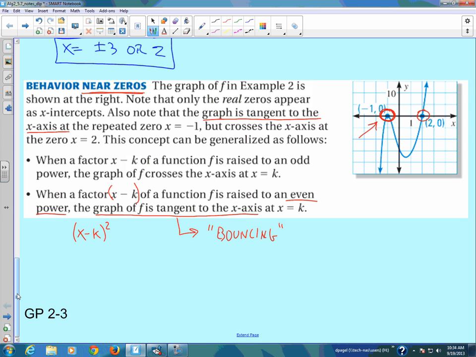So when we have factors raised to an even power, my graph bounces. When we have an odd power of some factor x minus k, my graph will cross the x-axis. So it'll go through it. And these are the 2 conditions that we will have for our polynomial graphs. They'll either go through or they will bounce off of your x-intercept. So this is what we're going to look for now to interpret graphs and then hopefully be able to write the equations from them.